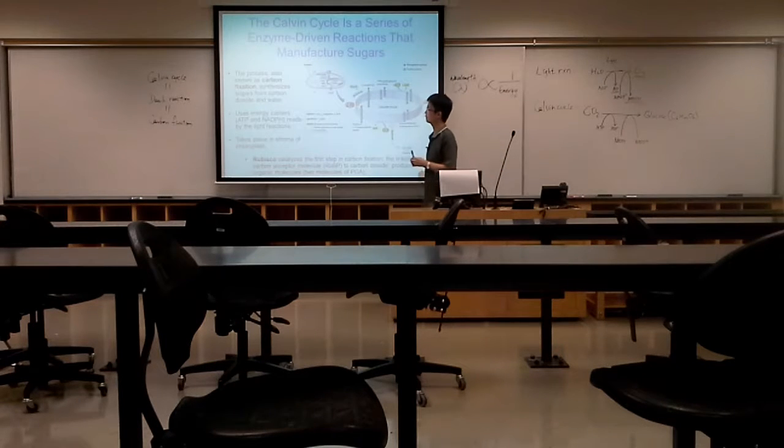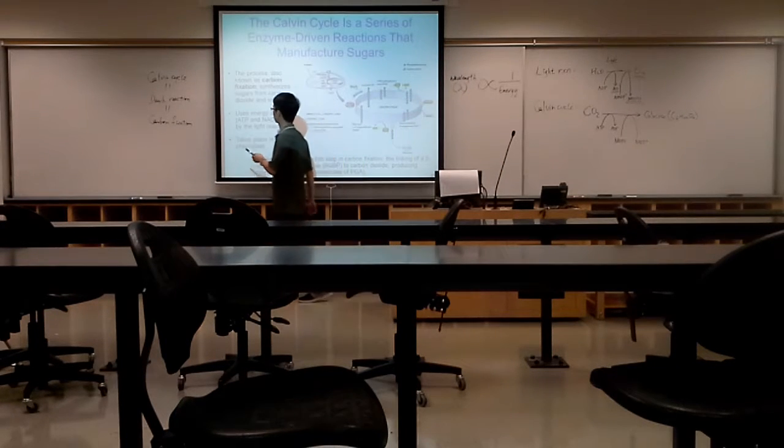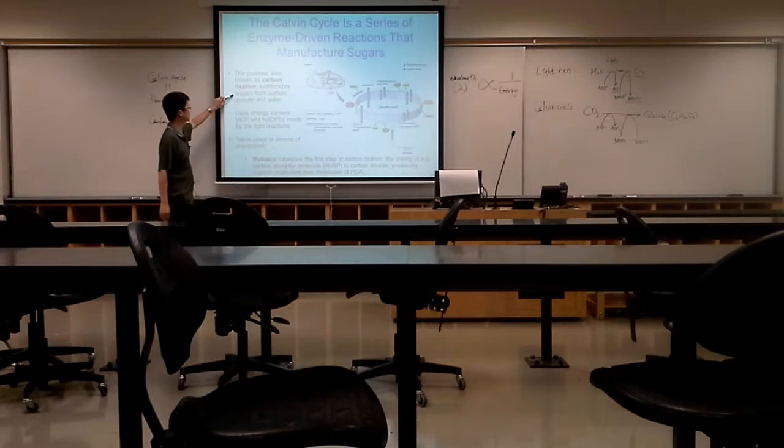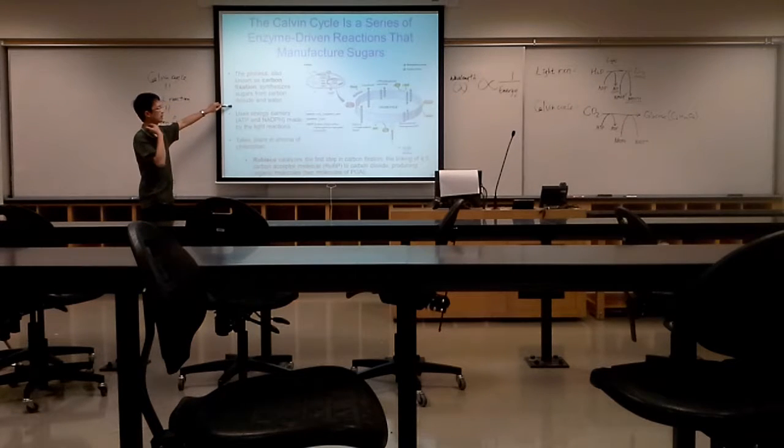So the summary of the carbon fixation or Calvin cycle is to make sugar from carbon dioxide and water. And it uses ATP and NADPH from the light reaction. And it takes place in the stroma of chloroplast. So it does not take place inside the thylakoid. It takes place in the stroma.